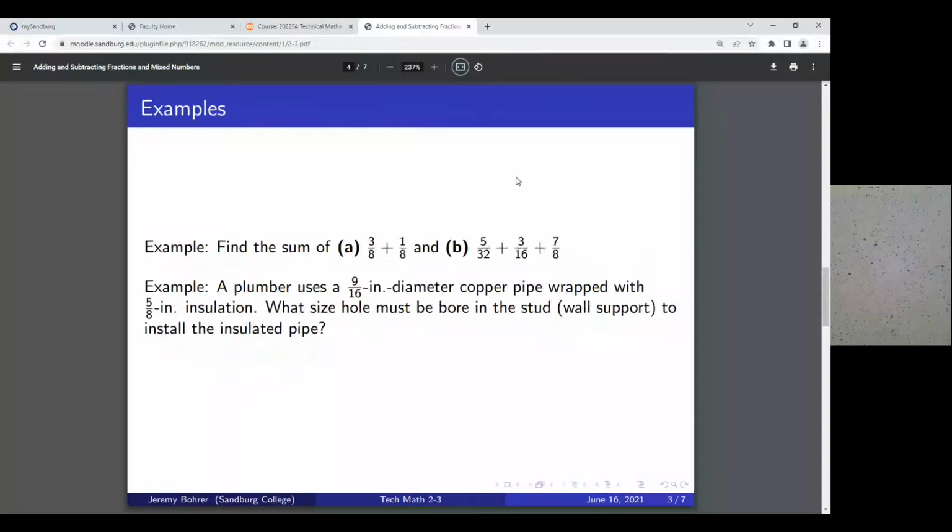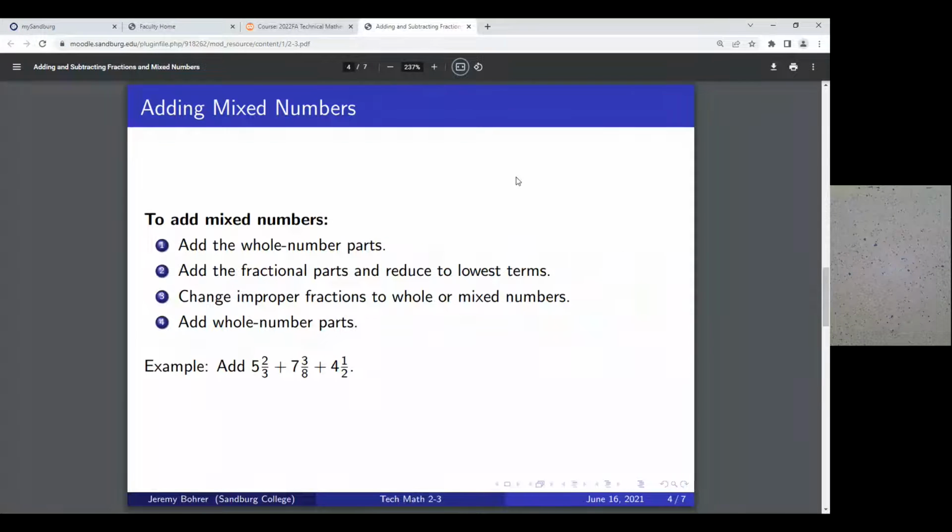There we go. Our next problem is fairly simple. We're asked to add some mixed numbers. So let's take a look at the process for adding mixed numbers. First, we add the whole number parts, then we add the fractional parts and reduce to lowest terms, then change the improper fractions to whole or mixed numbers, and then add the whole number parts. So here's what we get.